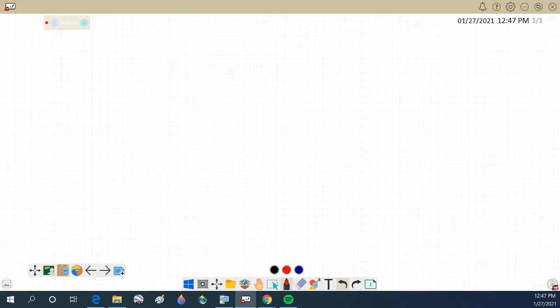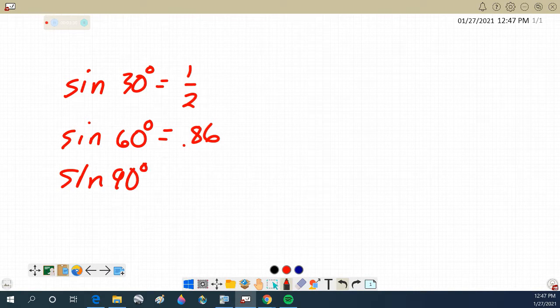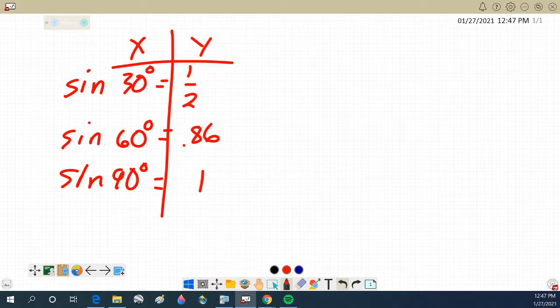So, for instance, the sine of 30 degrees is 1/2. The sine of 60 degrees is 0.86. And the sine of 90 degrees is 1. Okay? This is a function with inputs and outputs. So I can call these x and I can call these y. And then I graph it.